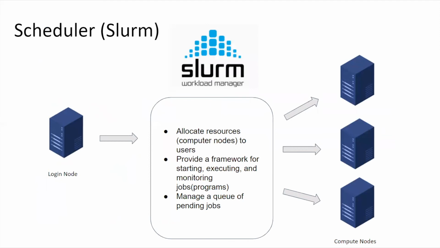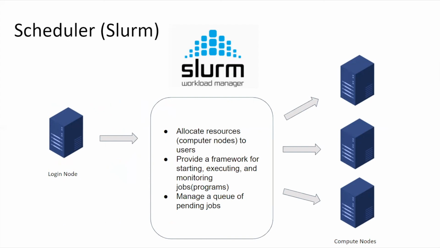Lastly, I also want to touch on the scheduler. Slurm is the software Massive uses as a scheduler. And Slurm can do three main things. It can allocate resources to users, and it can provide a framework to start, execute, and monitor jobs. Slurm also manages a queue of pending jobs.